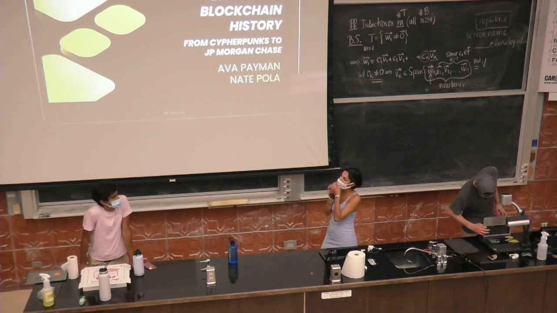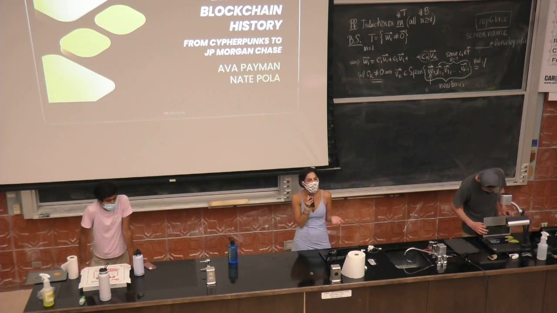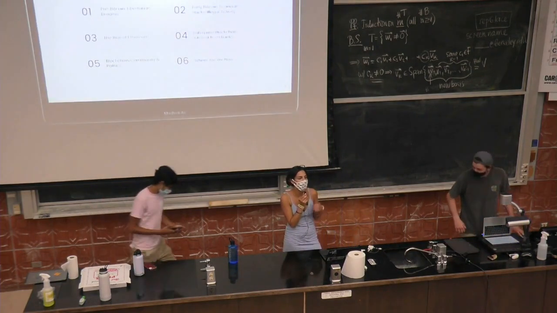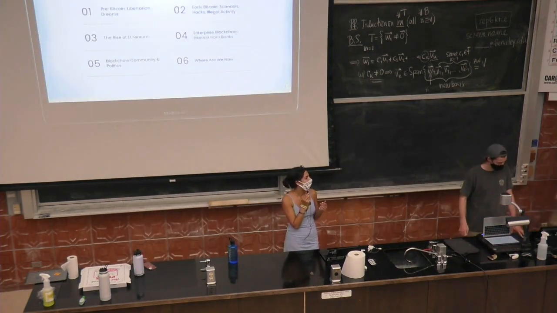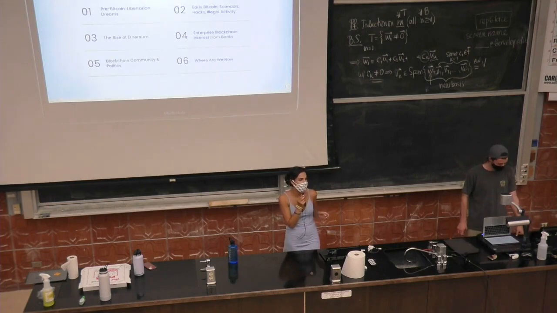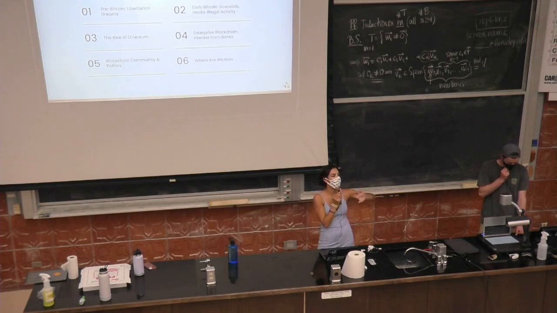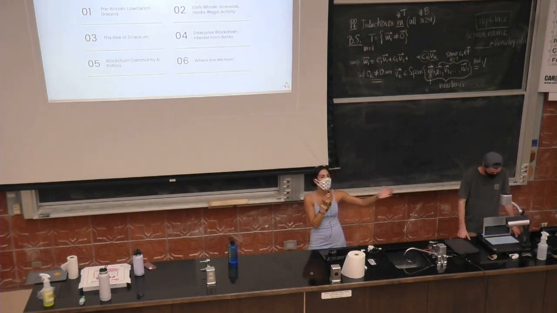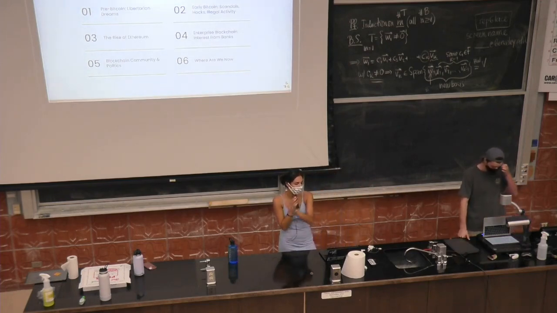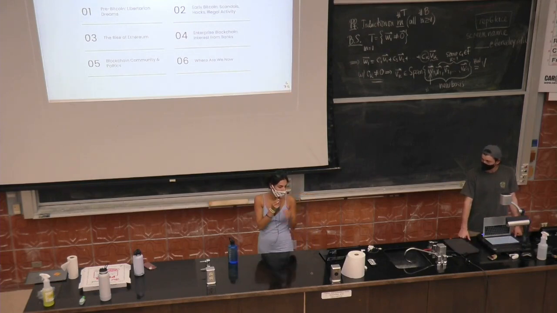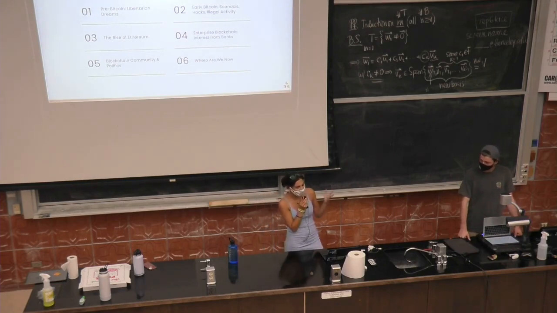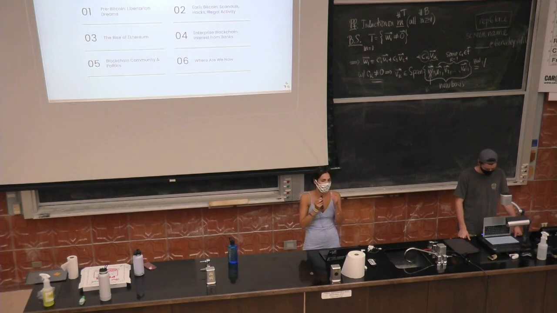But yeah, so today's class is more of like a history class, going into some of the political, social roots in blockchain and Bitcoin. And we're gonna take you through to see where did we start, where were we before Bitcoin, then how did Bitcoin come about, and where did Bitcoin take us, and then where are we now? And so from cypherpunks to JPMorgan Chase, like how did we get there?